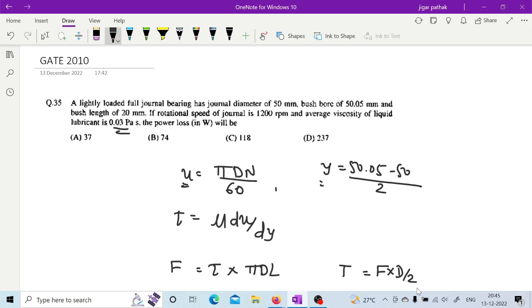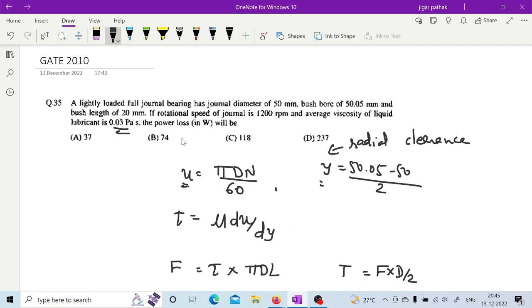Can you kind of explain this du by dy part also? Du by dy. Basically, u is calculated using pi dn by 60. Yes. And then y is the thickness, the radial clearance. Yes. Right, so this way you can again calculate the torque.